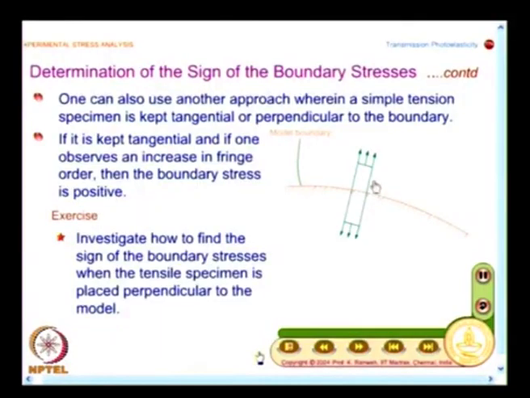We have to look at whether the model was kept tangential to the boundary or perpendicular to the boundary. If it is kept perpendicular to the boundary, the reasoning will be different, because you are adding or subtracting retardation in a direction perpendicular to it. So, you have to be very careful when it is tangential to the boundary and when it is perpendicular to the boundary. So, develop that reasoning when the tension specimen is kept perpendicular to the boundary.